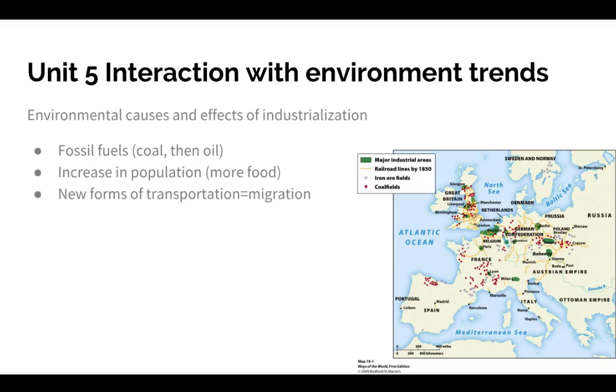So with industrialization, we have the environmental causes and effects. So the presence and use of fossil fuels, first it was coal and then oil, was kind of the driving force, certainly for providing energy for the factories in the industrial era. And then we have an increase of food production, which is going to fuel population growth. And new forms of transportation, originally the railroad, but then especially the steamship, are going to facilitate migration, which often happens for labor reasons.